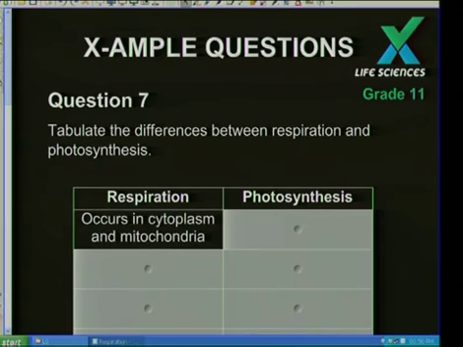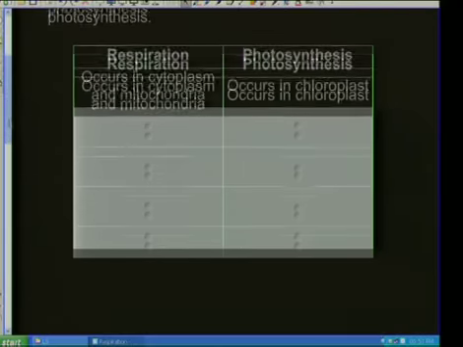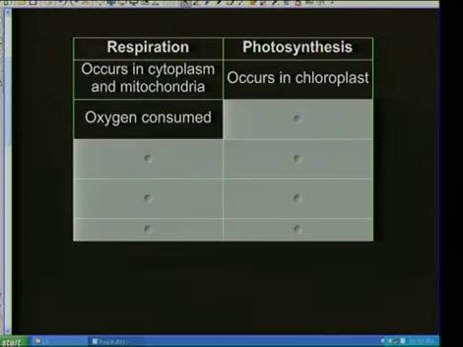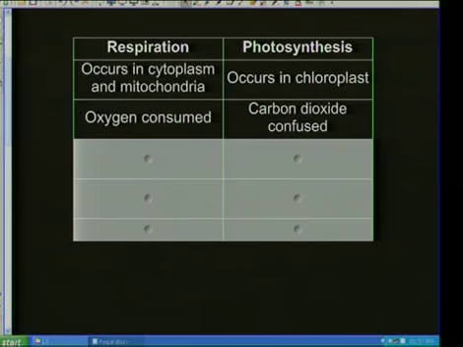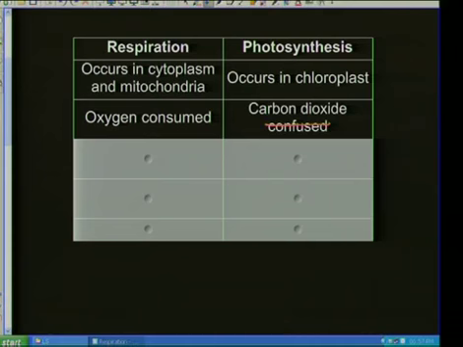Respiration, first of all, I told you, where does it take place? Occurs in the cytoplasm and mitochondria. Photosynthesis takes place in the chloroplast. So that's your first difference, where they take place. Next difference, what is used? What is necessary? Oxygen is consumed. And what is produced? Carbon dioxide. That should be consumed. So oxygen is used or consumed, by the way, an easier word, used, and here carbon dioxide is used.